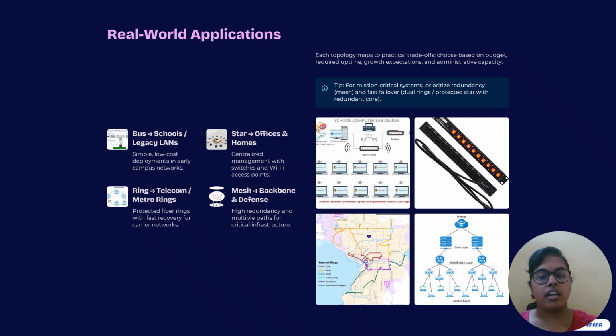Ring topology. Ring topologies are preferred in telecom or metropolitan networks where data can travel through multiple paths, improving reliability. Mesh topology. Mesh topologies are used in backbone and defense areas. It provides high redundancy. Even if one connection fails, the data can travel through another path.